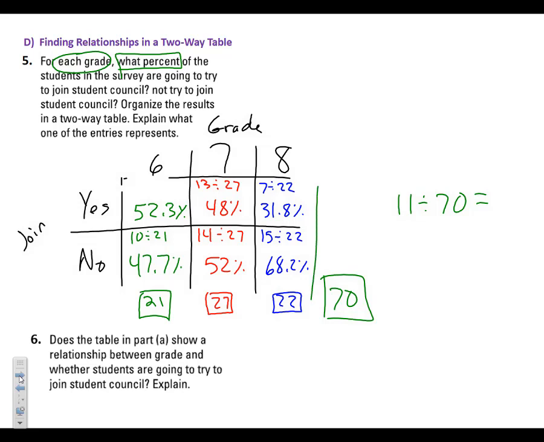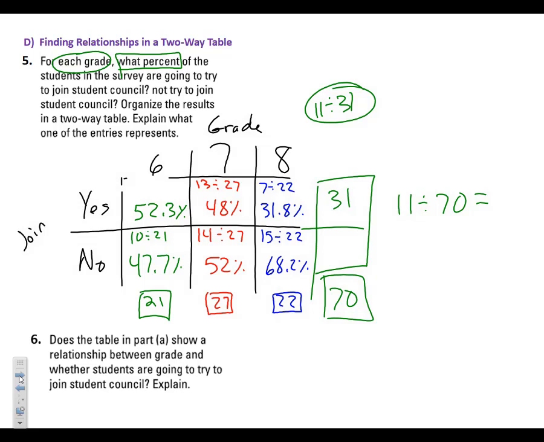If we had the marginal frequency out here, we could have said of the students who said they were going to join, what percent were sixth graders? So in other words, there were 31 that said they were going to join, and there were 11 sixth graders. So in that particular case, I would have done 11 divided by 31. Of the students who said they were going to join, what percent were sixth graders? Okay, and that's how I would have found the answer. So again, depending on how the question is worded, depends on how you find the percent so that you can find some relationships. And here's how we describe those relationships.